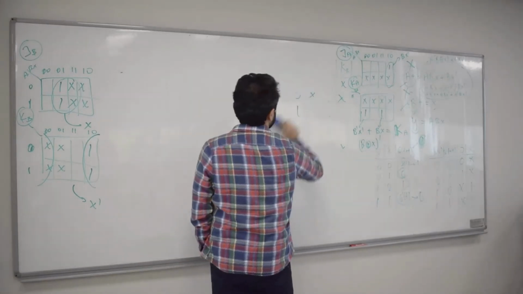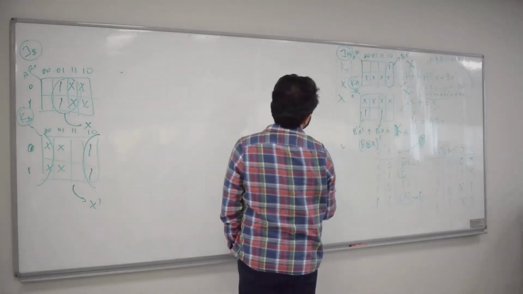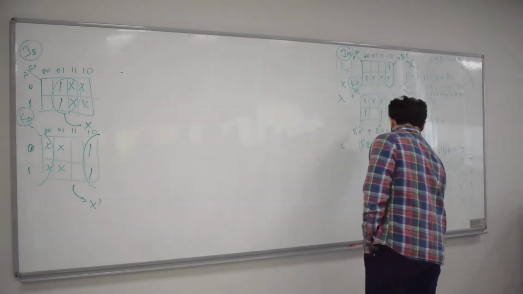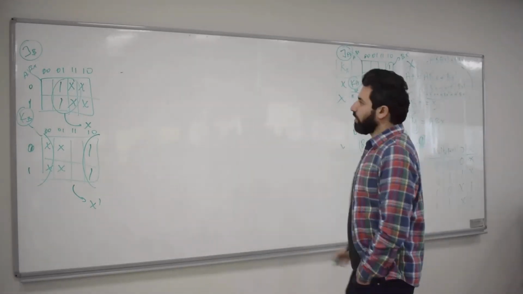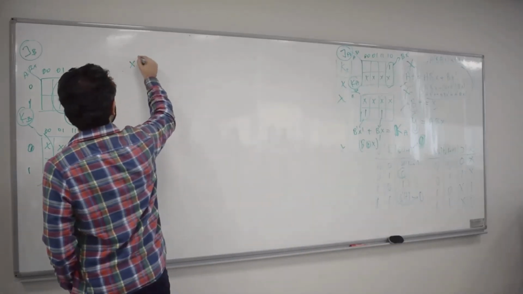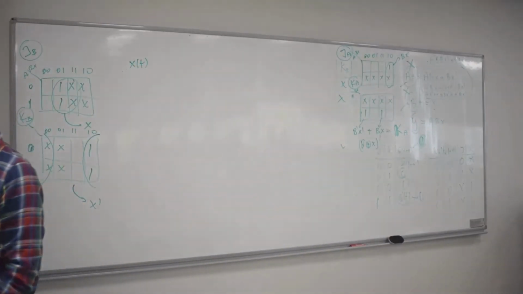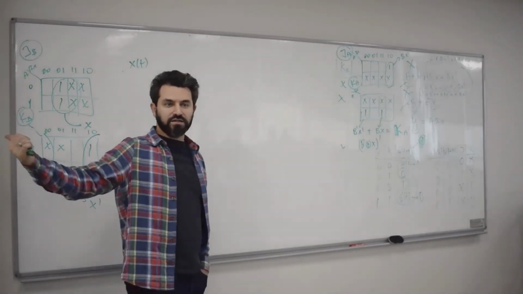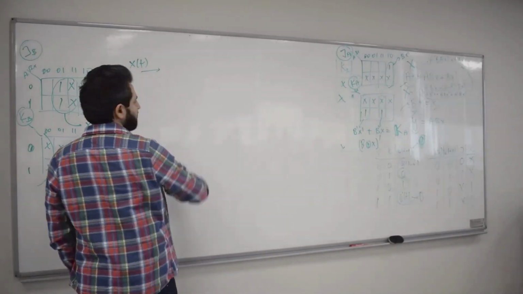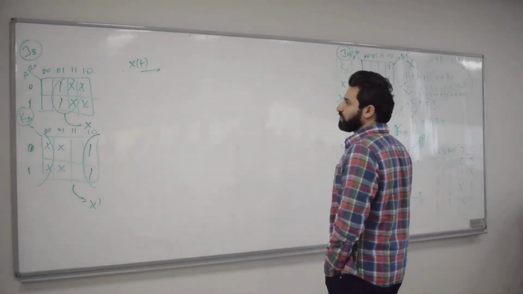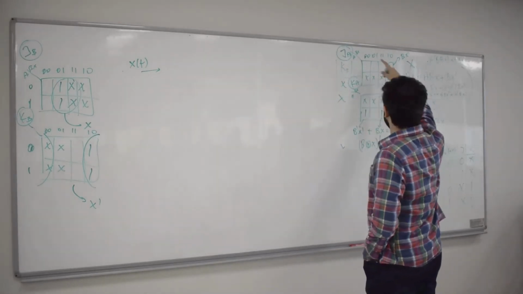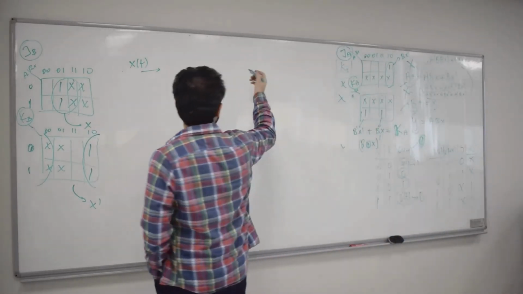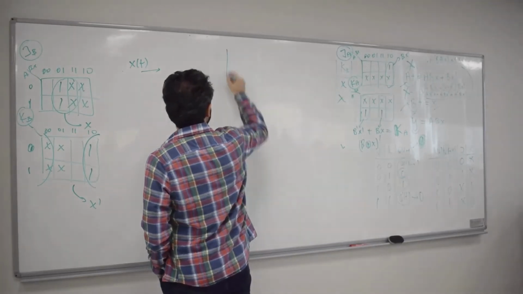Okay, so let me draw the circuit as a final step, of course. I have the input X coming in. Remember, we've designed a circuit that detects a specific pattern. Now I'm going to draw the circuit that does exactly this job. X is going into our circuit, but I have to calculate JA, KA, JB, and KB. Before that, I'm going to first put my flip-flops.